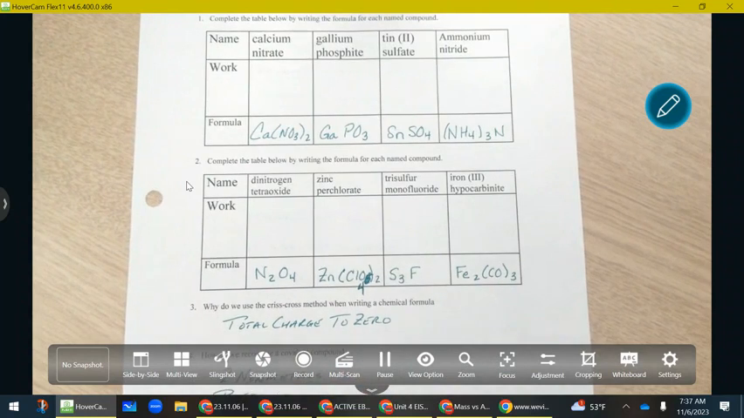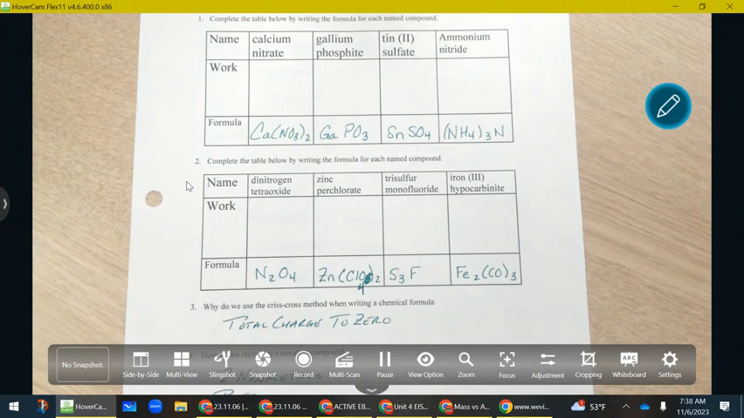Okay. Dinitrogen tetraoxide is a binary covalent compound, so we write down the name based on the prefixes. Di means 2, nitrogen means N. Tetra means 4, oxide means oxygen. N2O4, do not reduce this. This is a binary covalent compound. We do not reduce them, ladies and gentlemen.